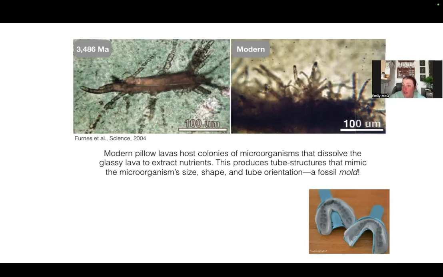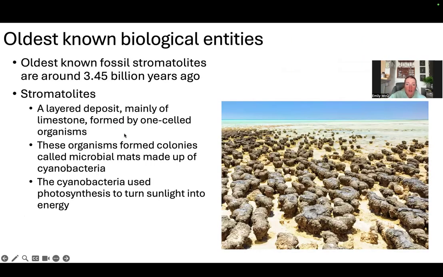That's all part of relative dating that we're going to talk about. The other very predominant early biological entities that existed look like this. These are modern versions of them. These are called stromatolites. And the oldest known fossil stromatolites are about 3.5 billion years old.